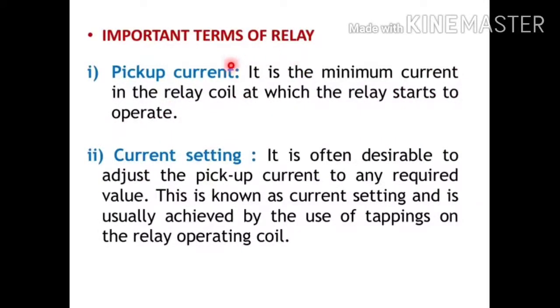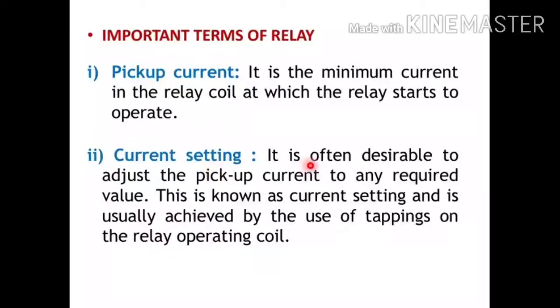Important terms of a relay. Now this is very important. This is the pickup current. It is the minimum current in the relay coil at which the relay starts to operate. The relay is set to a certain preset value. If that preset value is exceeded, at that time the pickup current is going to work, or the relay is going to operate.